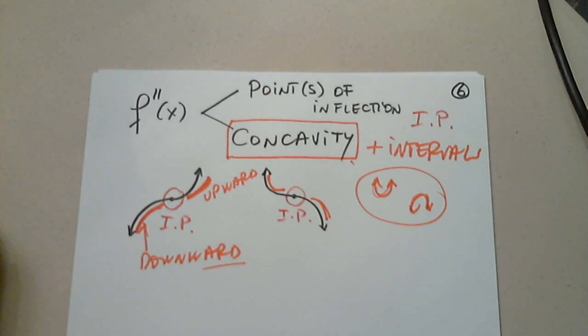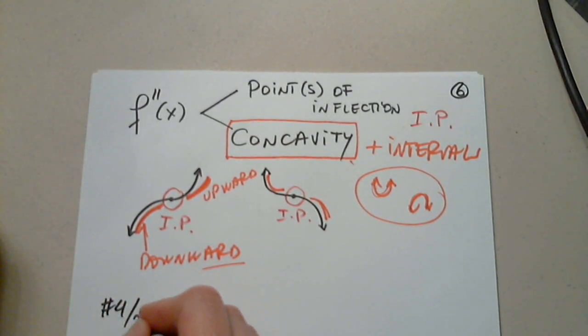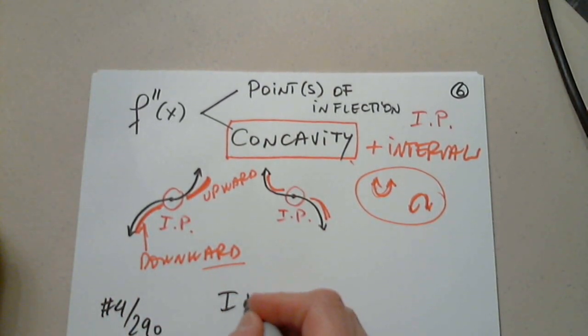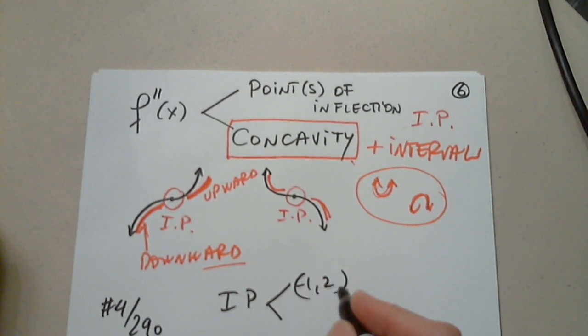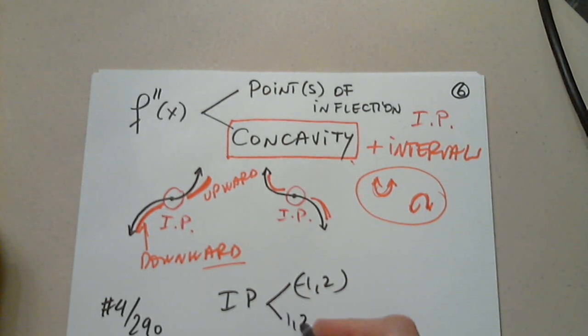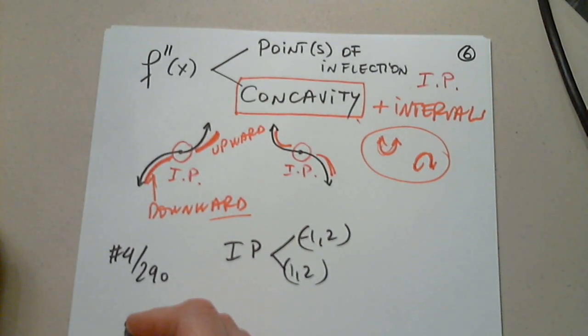Awesome. I'm going to write them down for you. So this is number 4 on page 290. So IP, we have 2 IPs, -1, 2, and 1, 2. Good. Now we want to also write where the function is opening upward and where the function is opening downward. Can anyone give us opening upward or downward, whichever you prefer?